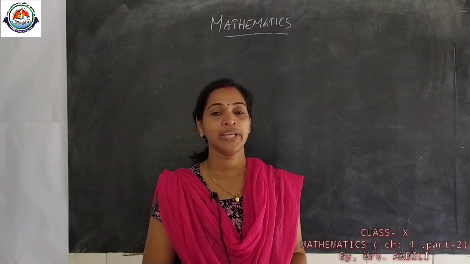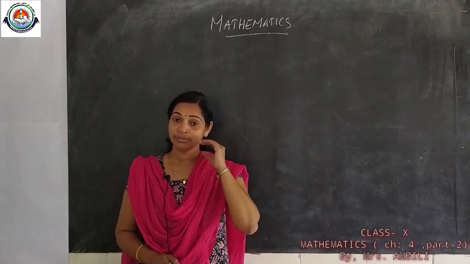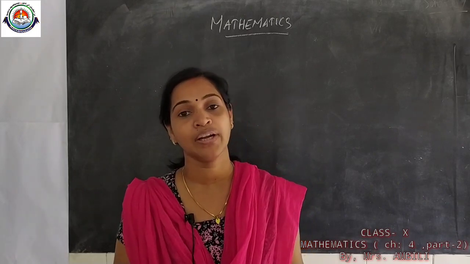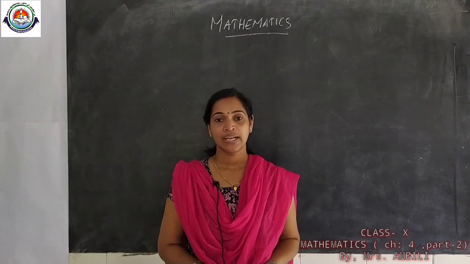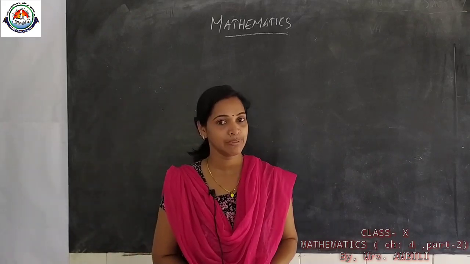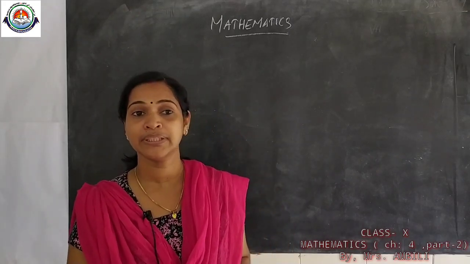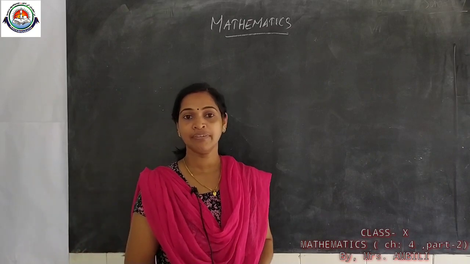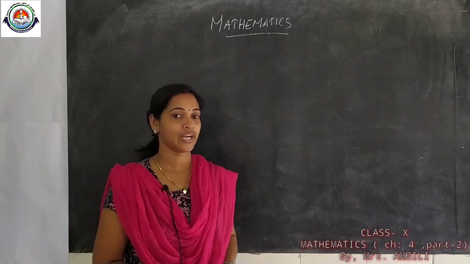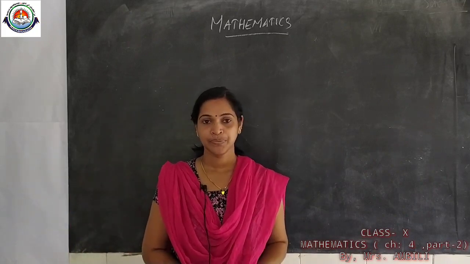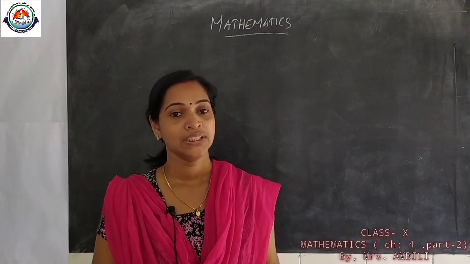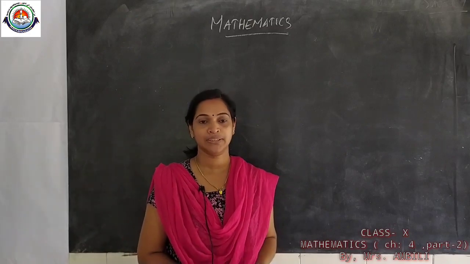Today we need to discuss the different algebraic methods for solving quadratic equations. There are three methods. First method is the factorization method or splitting the middle term method. Second one, completing the square method. Third one, using the quadratic formula. So today we are going to study the first method, that is the factorization method.